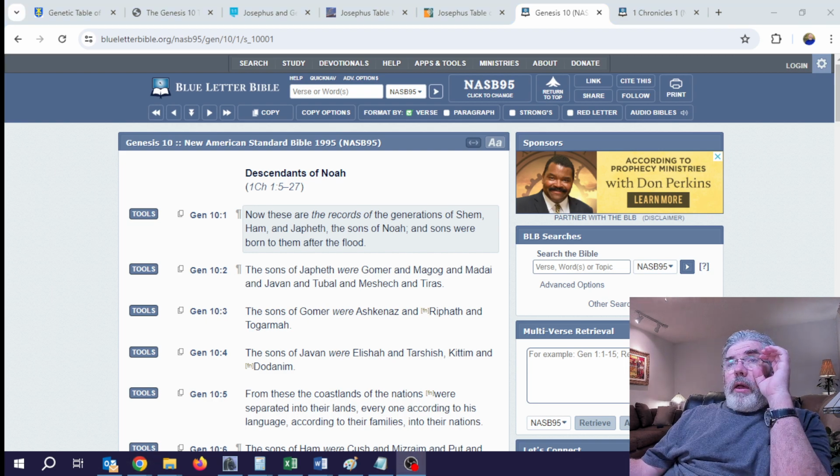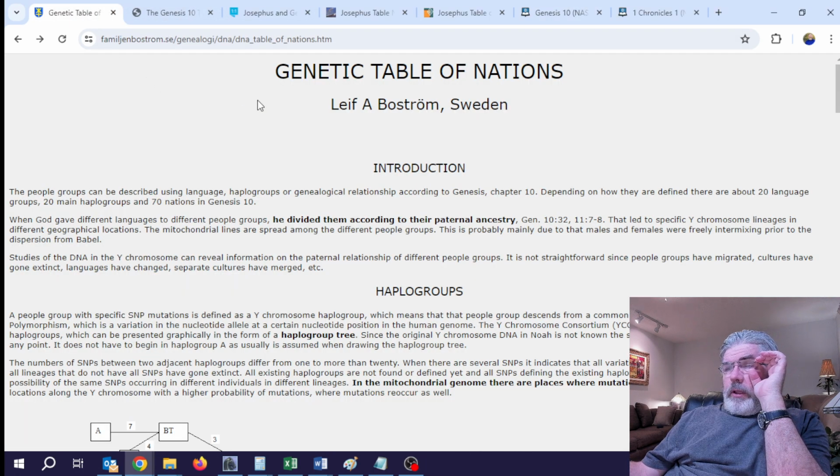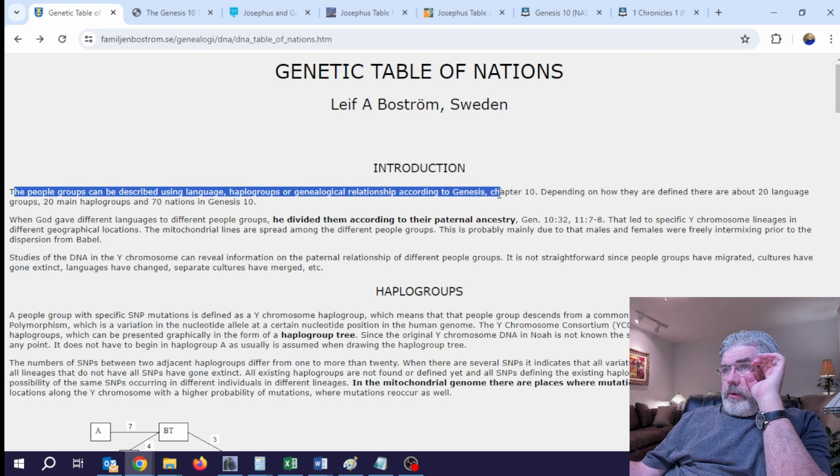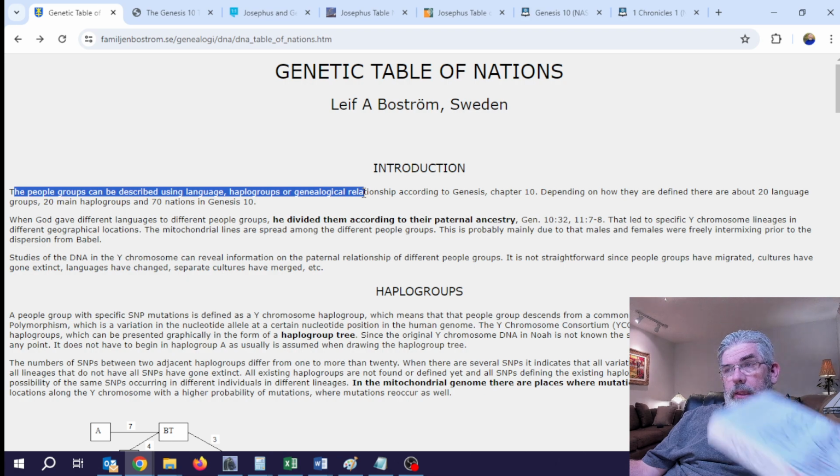Okay, so I did find this article. I found this particular article very interesting, and this is from Leif A. Bostrom from Sweden. If you'll notice, it says the people groups can be described using language, haplogroups, or genealogical relationship according to Genesis chapter 10. And I would also say the one that he leaves out here is geography. And that's a big part of Traced.